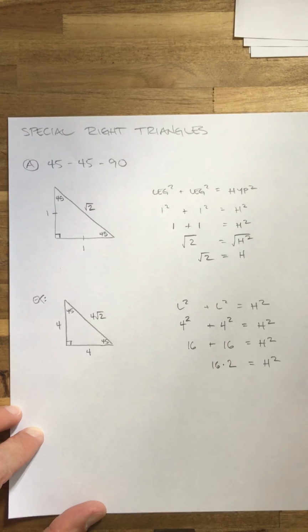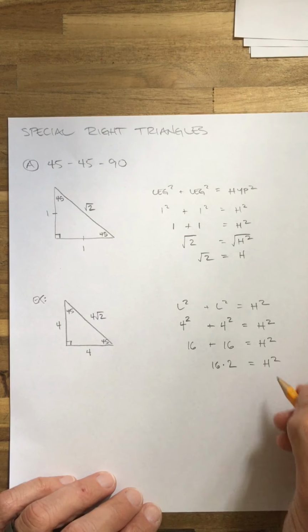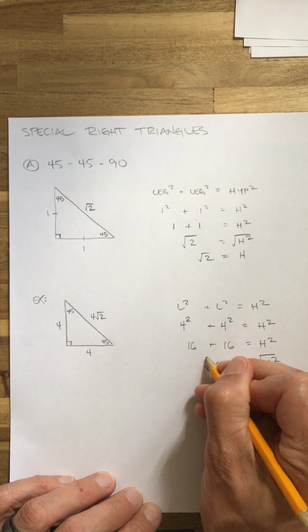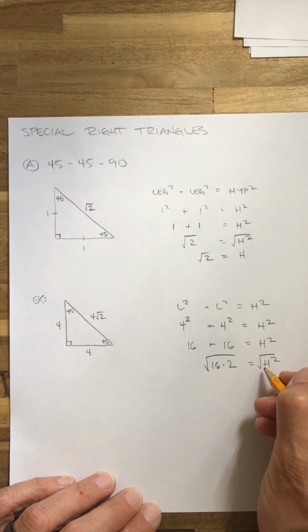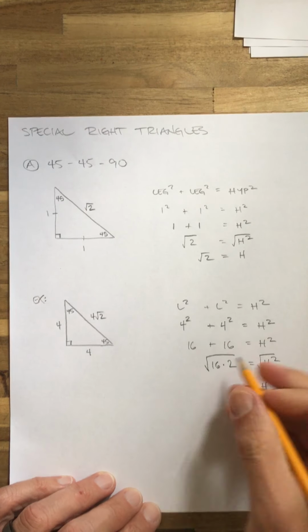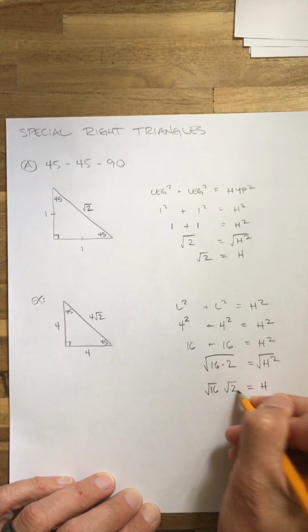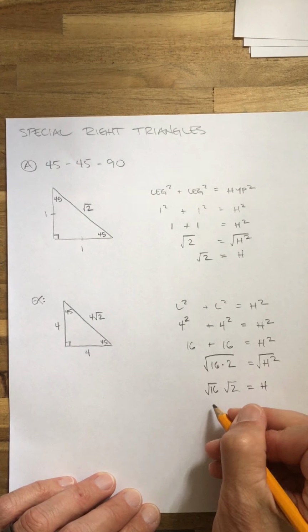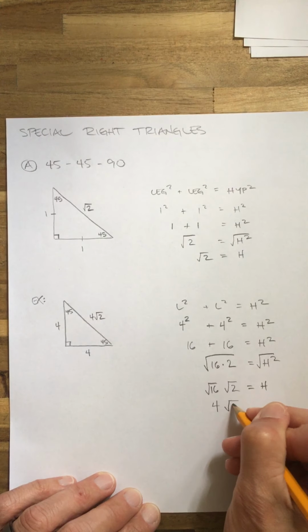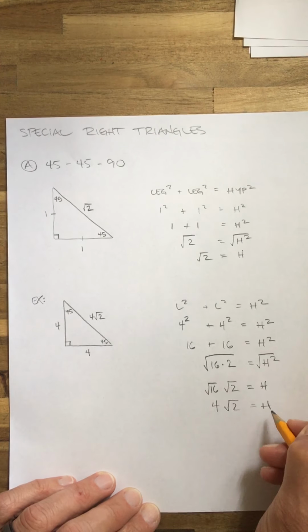It equals h squared. Now all I need to do to solve for h is take the square root on both sides. Watch this. The square root of h squared is h, which equals the square root of 16 times the square root of 2. What's the square root of 16? It's 4. So 4 square root 2 equals h. The hypotenuse is 4 square root 2.